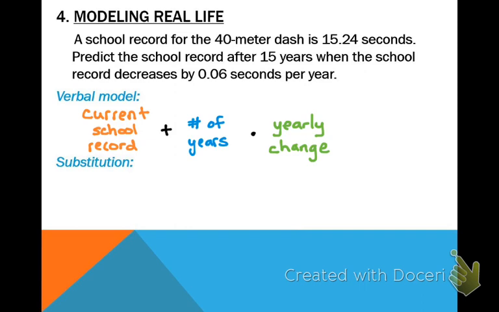So what we have come up with is a verbal model, words that help us to figure out how to find this problem. We're going to have to take the current school record and add the number of years times what the yearly change would be. So now it says substitution. Remember, this just means I'm going to substitute in numbers instead of the words that we have come up with so far. So Elena, what is the current school record that it's already told us for the 40-meter dash?